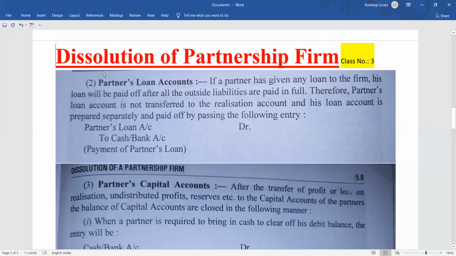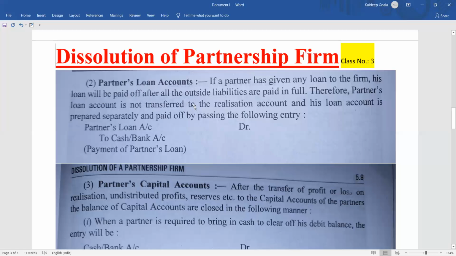So coming to the class, what we are going to do is start with this partners' loan account, and how the entry is given. You can see point number 2 is mentioned because point number 1 has already been explained in the first video, where we covered the entry related to realization account as well as transfer of all accumulated profits, reserves and all. We have learned that there. So today we are going to learn how we are going to treat the partners' loan account.